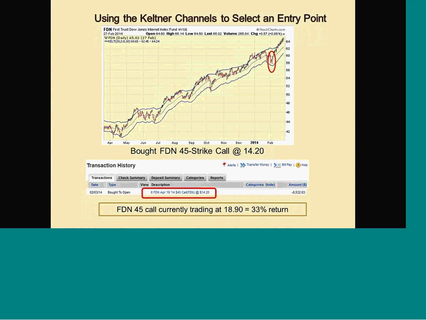So what I use to time my entries are the Keltner channels, and we can see the Keltner channels are overlaid on the daily price movement. The vertical lines here are the daily price movement of the Internet Index, and this top blue line is the upper Keltner channel. The middle dotted line is the middle Keltner channel, and the lower blue line is the lower Keltner channel. And the Keltner channels act as an oversold, overbought indicator, very helpful when you're trying to enter a trade with low risk.